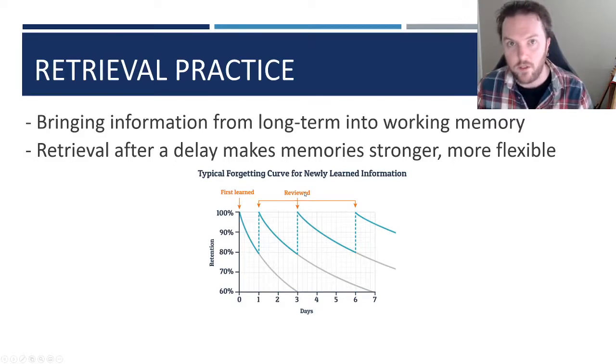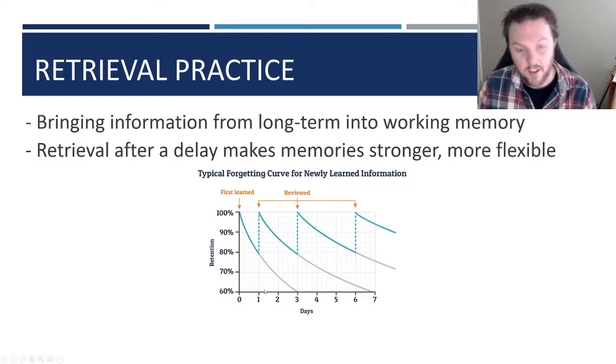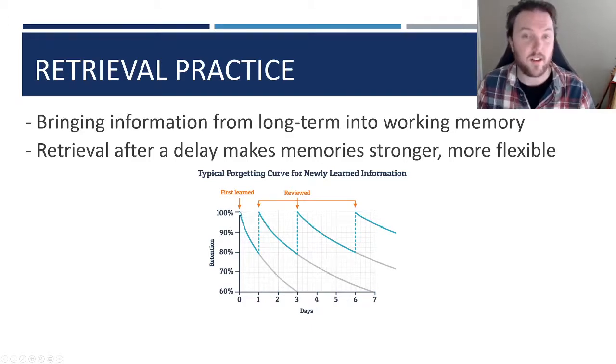Ebbinghaus's forgetting curve. The x-axis is a time scale, and in this example it shows days, and the y-axis is the percentage of information that we're retaining, so our retention rate, essentially. Right here in the top left, this is the point at which we would teach a lesson, and during the lesson, the students remember 100% of everything.